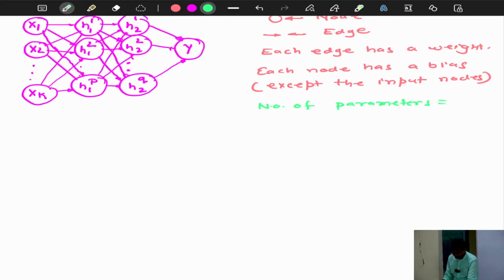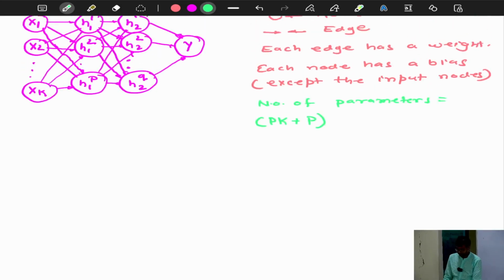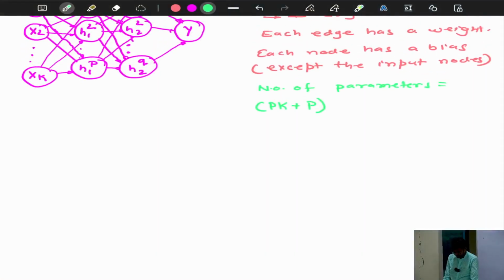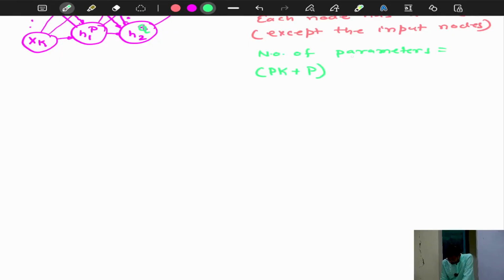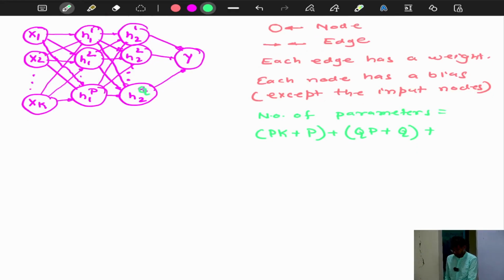Let us write it down. So first, you said correctly, Pk plus P. Then from the first hidden layer to the second hidden layer, Qp plus 1 times Q. Maybe I should write capital Q, since I am using capital here. So plus Qp plus Q, and then Q plus 1.